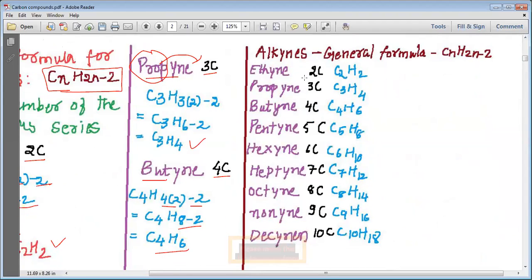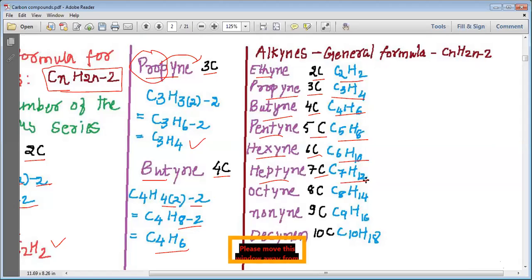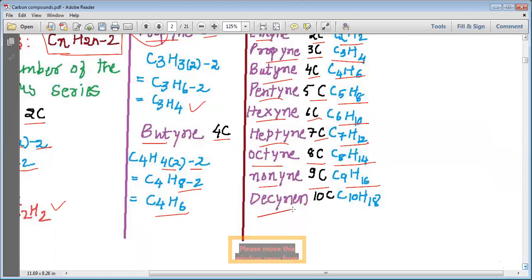You can see that for ethyne 2 carbon C2H2, for propyne 3 carbon C3H4, for butyne 4 carbon C4H6, for pentyne 5 carbon C5H6, for hexyne 6 carbon C6H10, for heptyne 7 carbon C7H10, for octyne 8 carbon C8H14, for nonyne 9 carbon C9H16, and for decyne 10 carbon, my dear students. For decyne we have 10 carbon, C10H8.